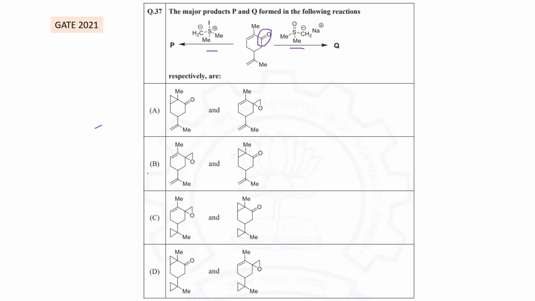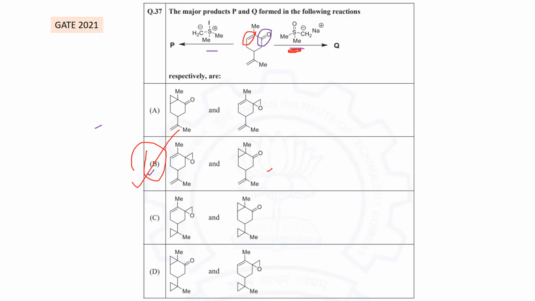So which will be the product? B. But in case of sulfoxonium ylide, it will selectively react with the alpha beta unsaturated double bond. So our product will be this one. So both of them are the same, giving the right answer, so the correct option will be option B.